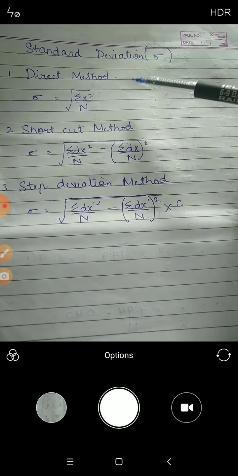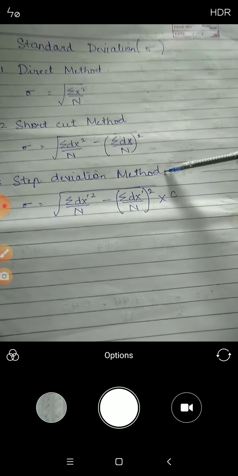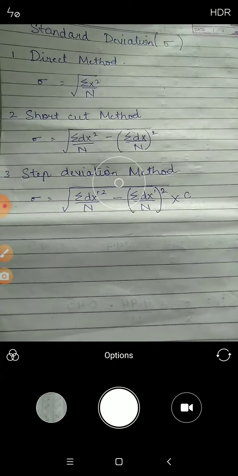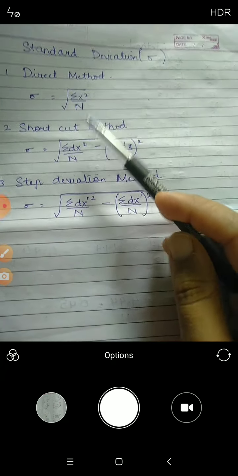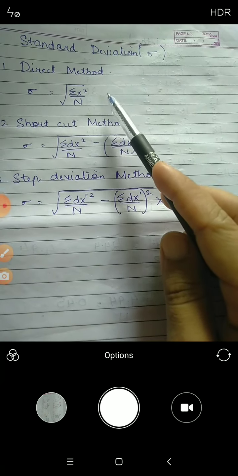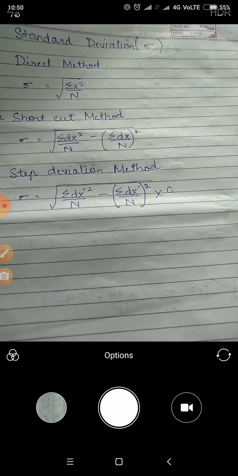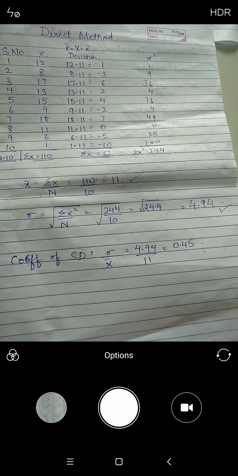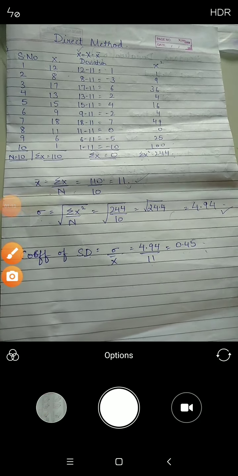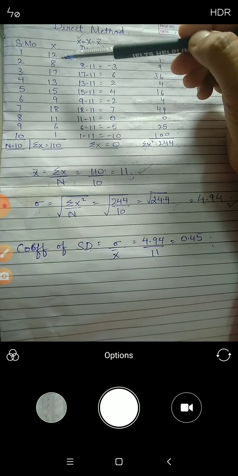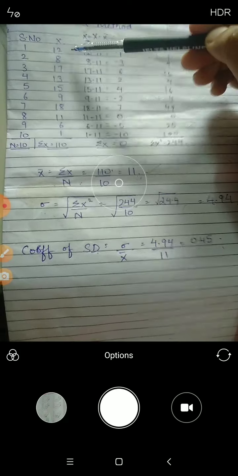The 3 methods are direct method, shortcut method and step deviation method. Firstly, we will be discussing the direct method. The formula for the direct method is under root of sigma x square divided by n. So how do we use this formula? Suppose we are given this data in which serial number and x, that is marks of the students, are given. The total number of students is 10 and their marks are given.